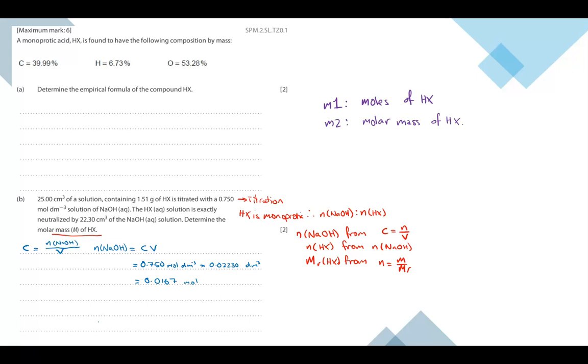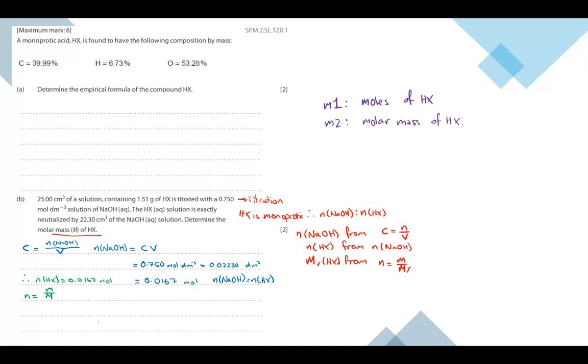We haven't got any marks yet, but we know that the ratio of moles of sodium hydroxide is the same as the moles of HX. Therefore, the moles of HX is 0.0167 moles. And it is important that you write that down, because that's where our mark's coming from. So we want to write all our working out down.